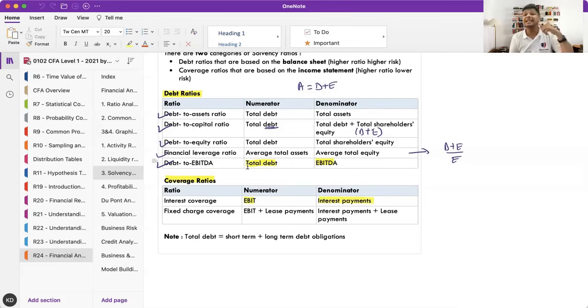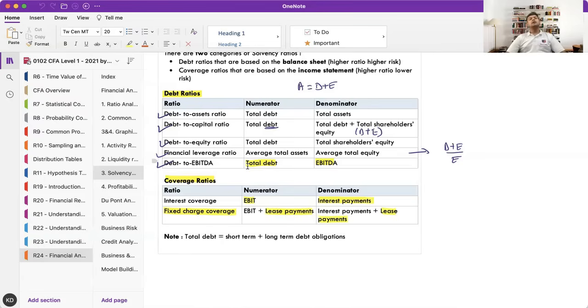You also have to pay lease rentals for your leases. So they consider lease also as one of the obligations. So fixed charge coverage ratio includes not only interest but lease payments. So I will add back the lease payments to the EBIT and also add back the lease in the denominator. This is called fixed charge coverage. If you have no lease, then fixed charge and interest coverage ratio are same.